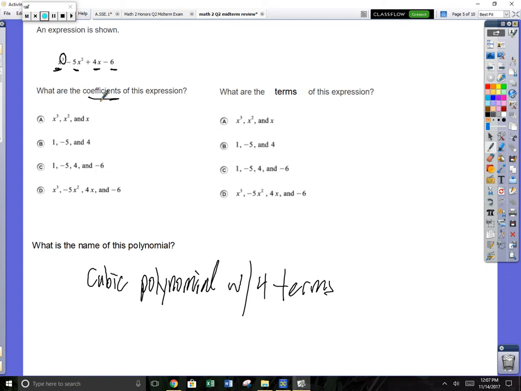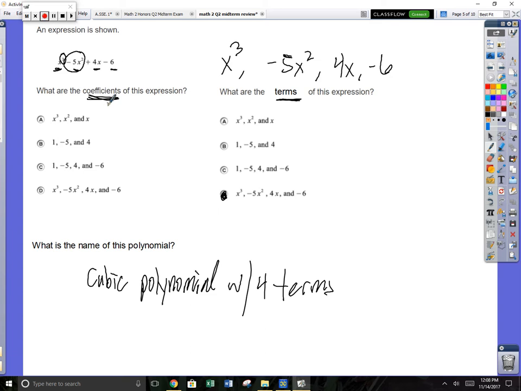Okay, so there's a difference between coefficients and terms. Terms are always separated by a plus or a minus. So the 4 terms, one of them is x cubed. That's a term. And you have to take the minus with it. So the next term would be a negative 5x squared. Then the next term is the linear term, the 4x, and the last one is just a constant, negative 6. So that would be D, but coefficients.